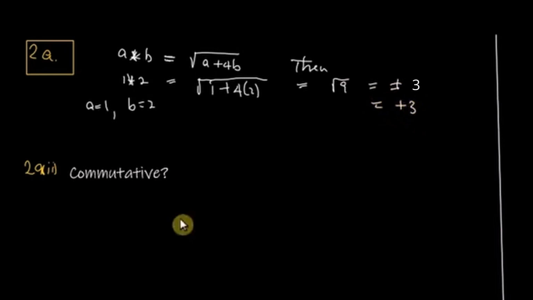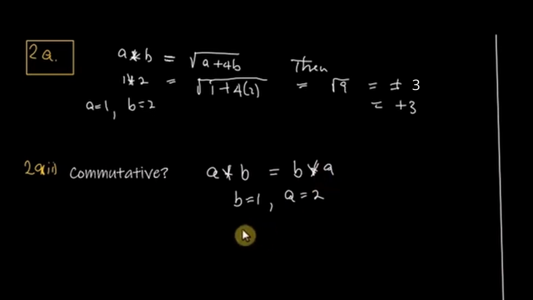The second part of question number 2 is asking us to determine whether or not this operation is commutative. This simply is asking us to test whether a star b is equal to b star a. So in essence, in the first part of the question, a is 1, b is equal to 2. So what if we had b is equal to 1 and a is equal to 2? Would that give us the same answer? That is what the question is asking us for. So let's stick that in.